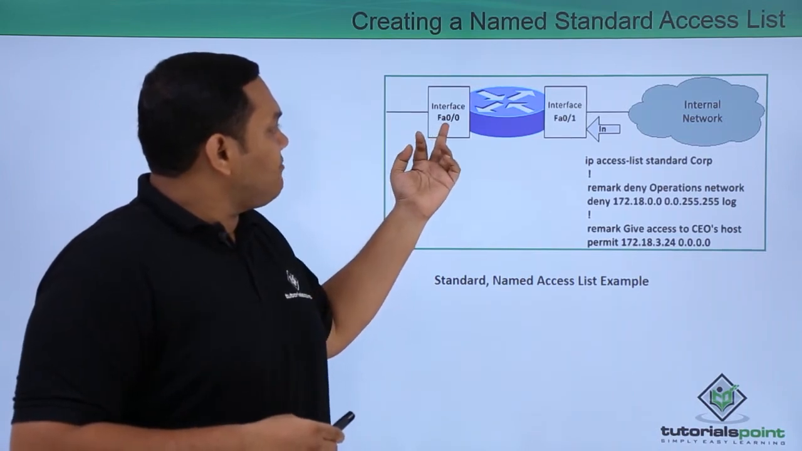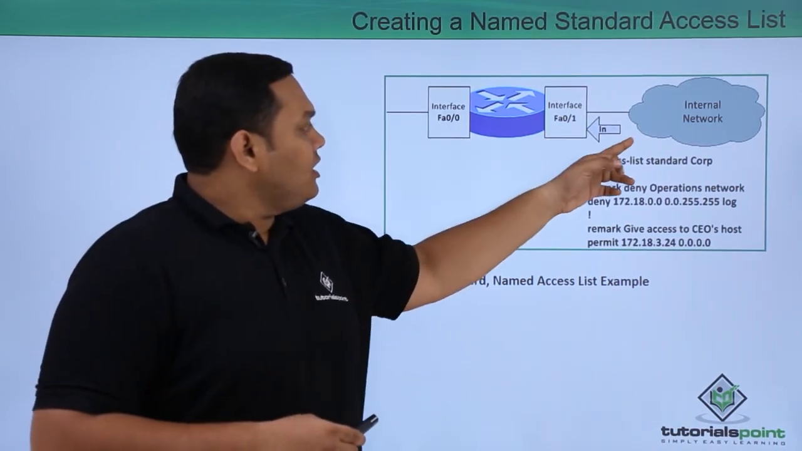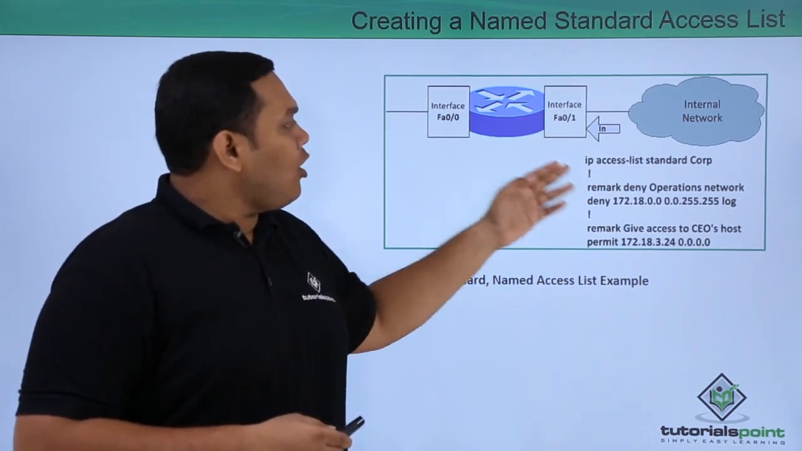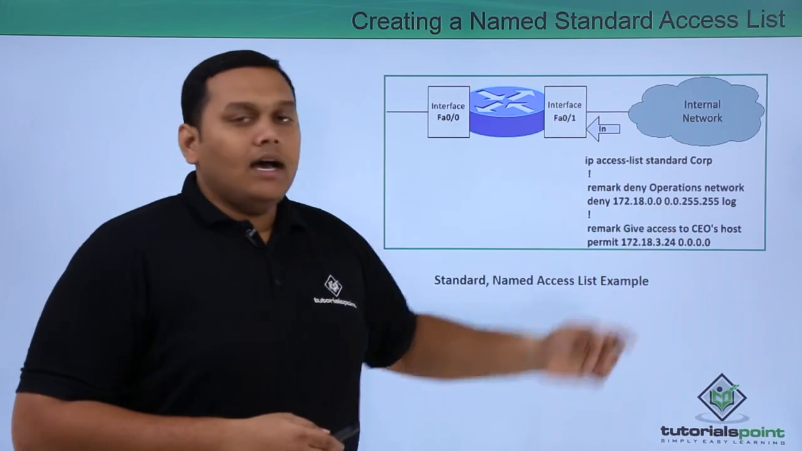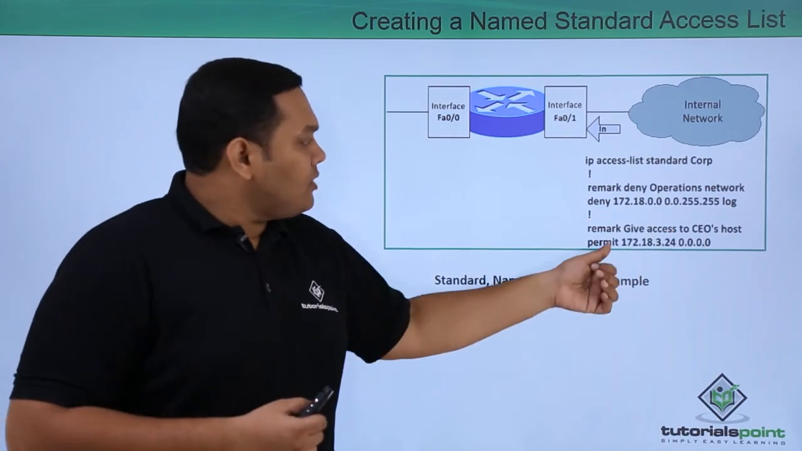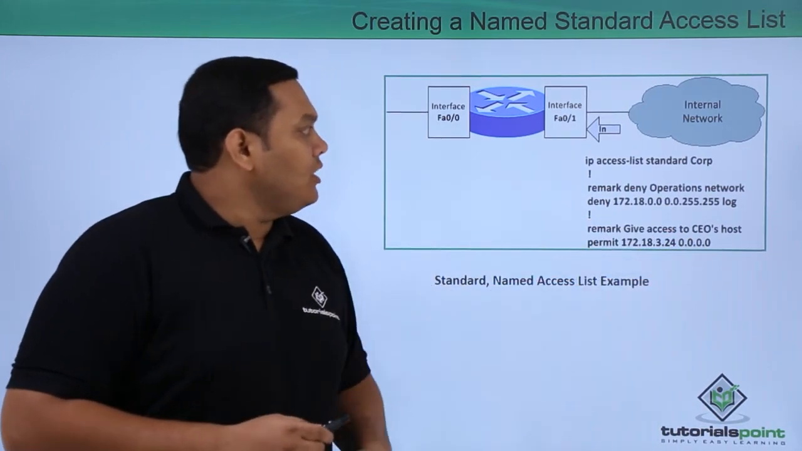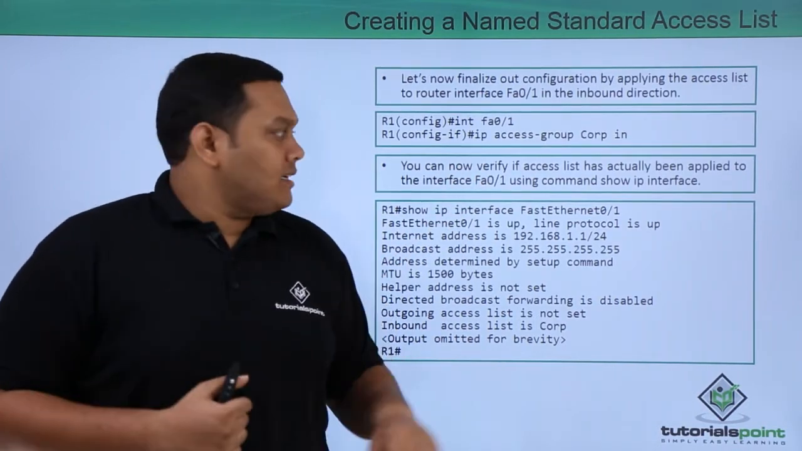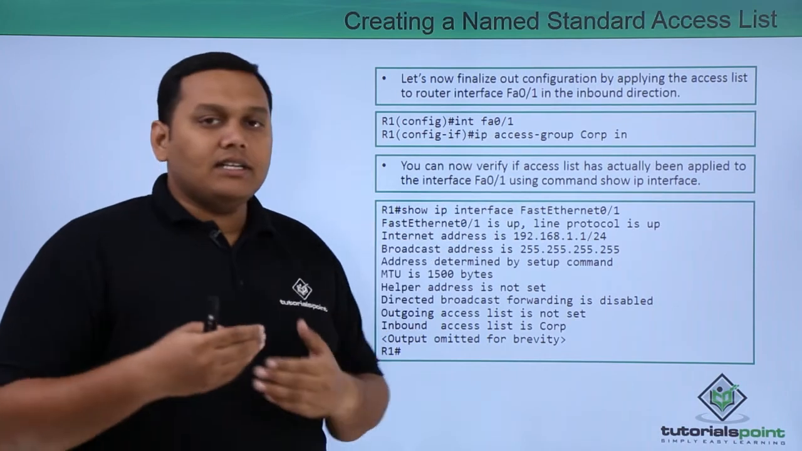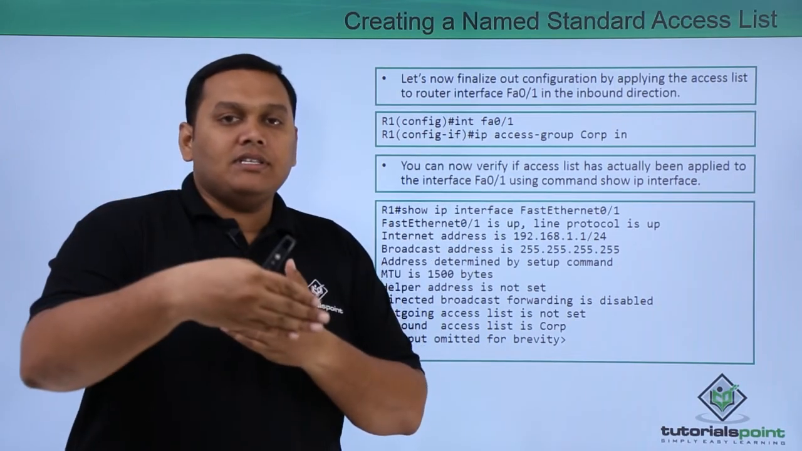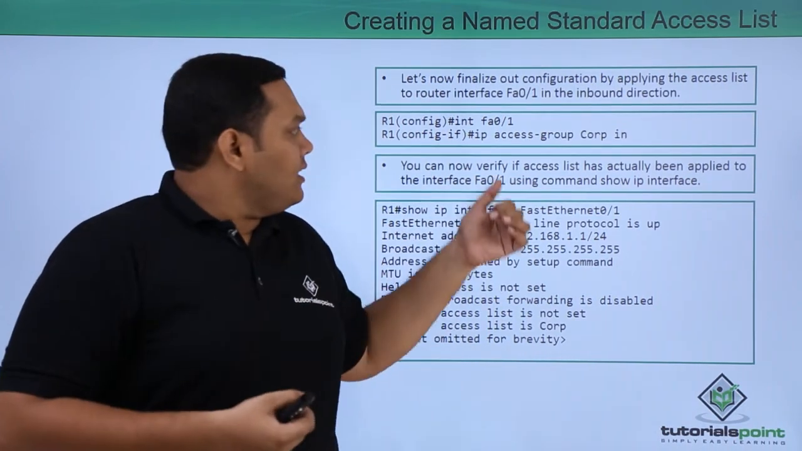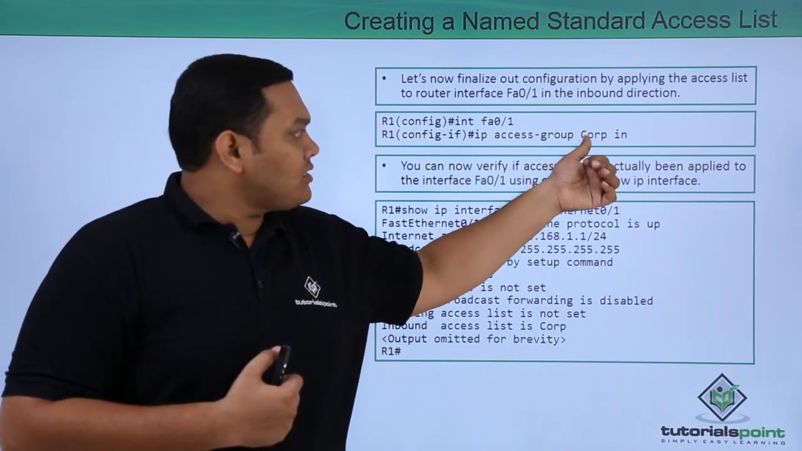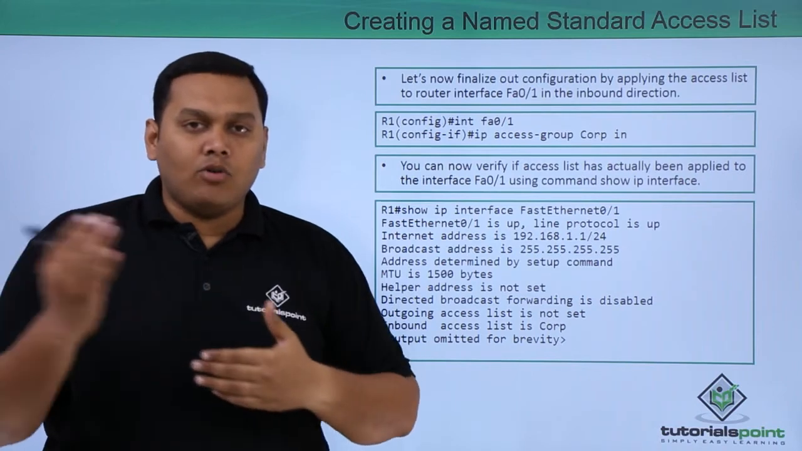You see the clear example in the diagram. The interfaces are FA0/0 and FA0/1. We are applying this on interface FA0/1, so that we are denying the operations network access and permitting only the CEO's host. We again have to give the access group details here: the FastEthernet interface from which the traffic is coming, FA0/1, with ip access-group corp in, which means inbound traffic.